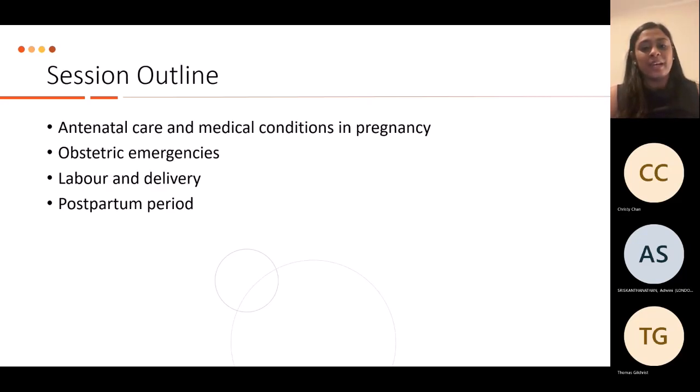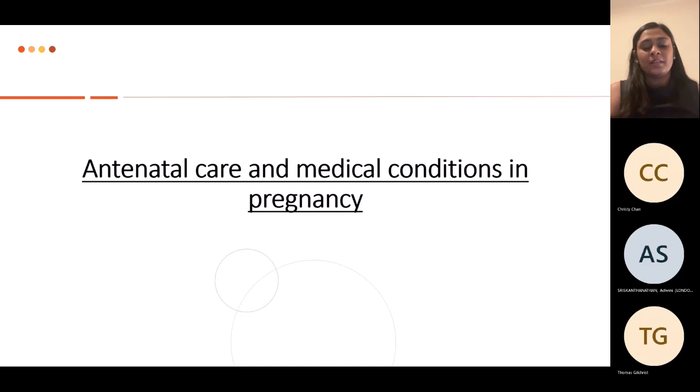Just to give you a brief outline, I've split this into four different sections. Antenatal care and medical conditions in pregnancy, followed by obstetric emergencies, labor and delivery, and the postpartum period. You'll see that come up so you have an idea of the time frame that we're running at. Fine. So we can get kickstarted with the first section.